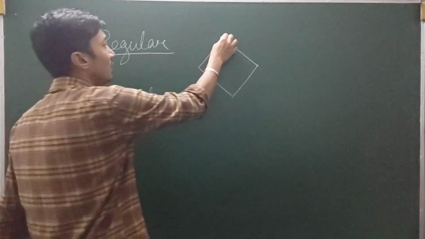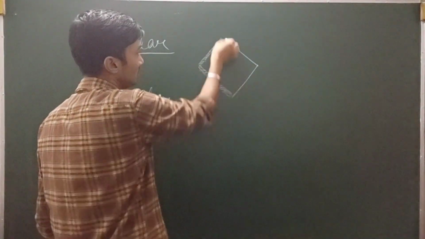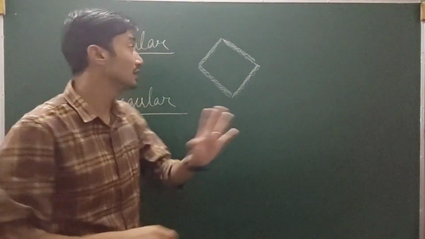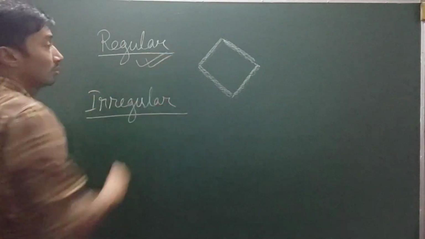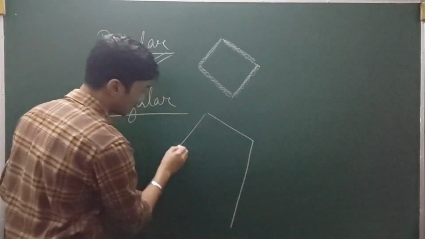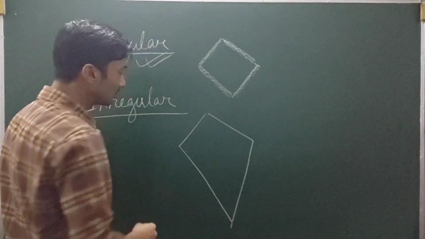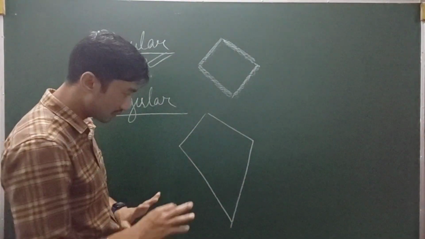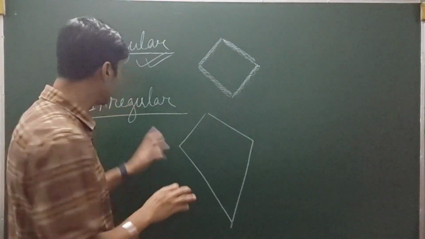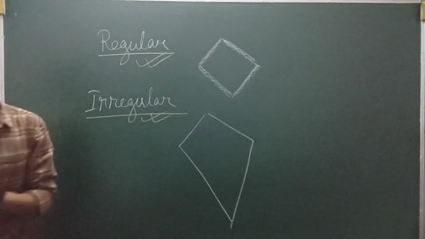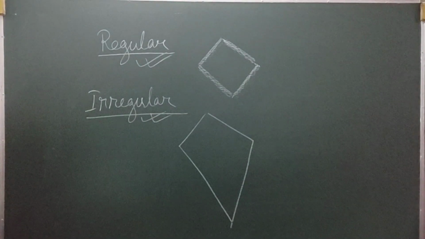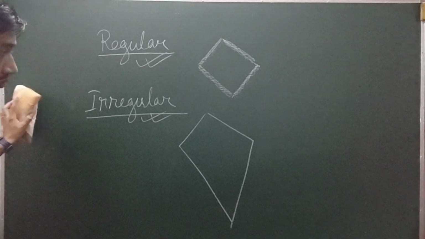Here, if all these 4 sides are equal in length, then we call that a regular polygon. But if your polygon is like this, where one is too long, then you will see that their lengths are not the same. One is long, one is short. When you have this kind of polygon, it is called an irregular polygon. Got the concept of regular and irregular polygons? If yes, we'll move on.